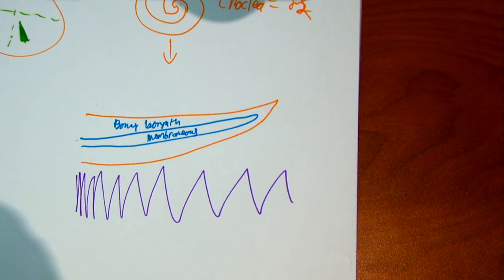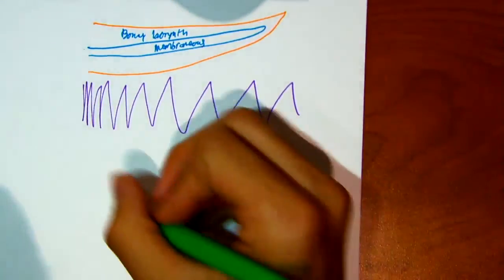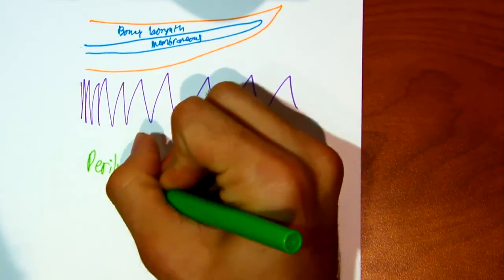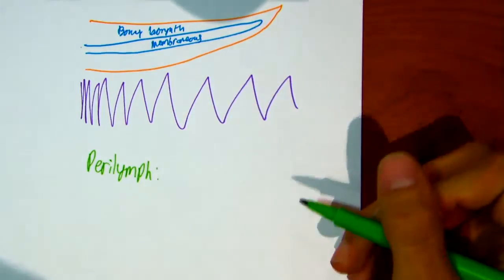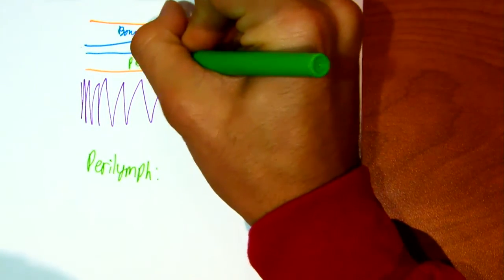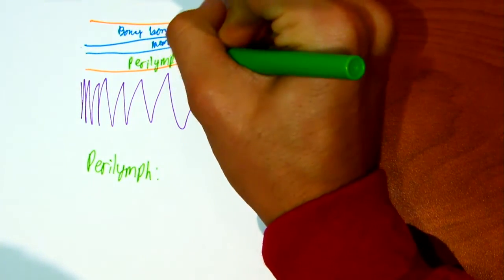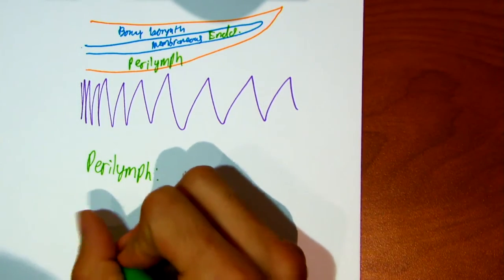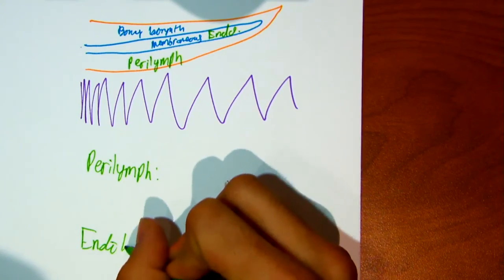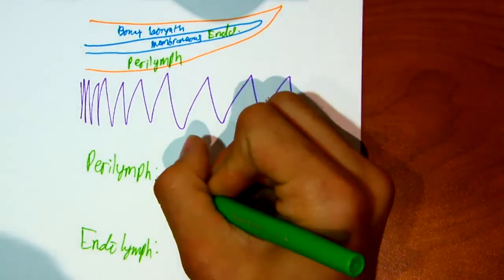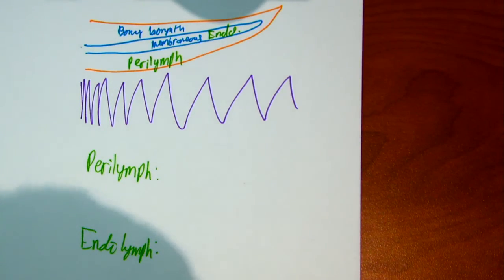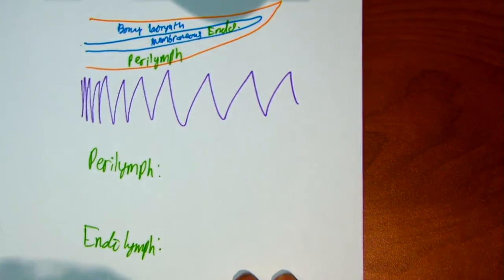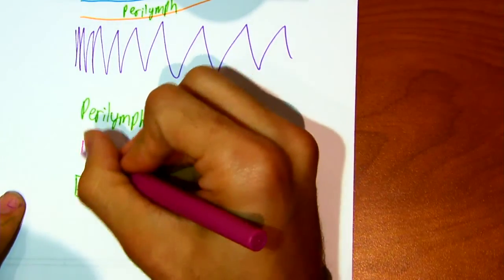All right, so let's talk a little bit about endolymph and perilymph. Perilymph, we know peri means outside. Perilymph will be out here in the bony labyrinth. Endolymph, endo means inside. So endolymph will be in the membranous labyrinth. One of the best mnemonics you could use for this section is napkin. And I'll write it right here.